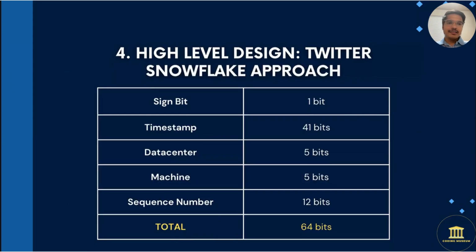Now, coming towards the third and the most efficient approach, the Twitter Snowflake approach, which is highly efficient for generating unique IDs. In this method, the 64 bits are broken down into several components. 1 bit for the sign bit, 41 bits for timestamp, 5 bits for data center ID, 5 bits for the machine generating the ID, and 12 bits for the sequence number. This structure allows the system to generate unique IDs efficiently while ensuring scalability across multiple machines and data centers. It even supports generating multiple IDs within the same millisecond.